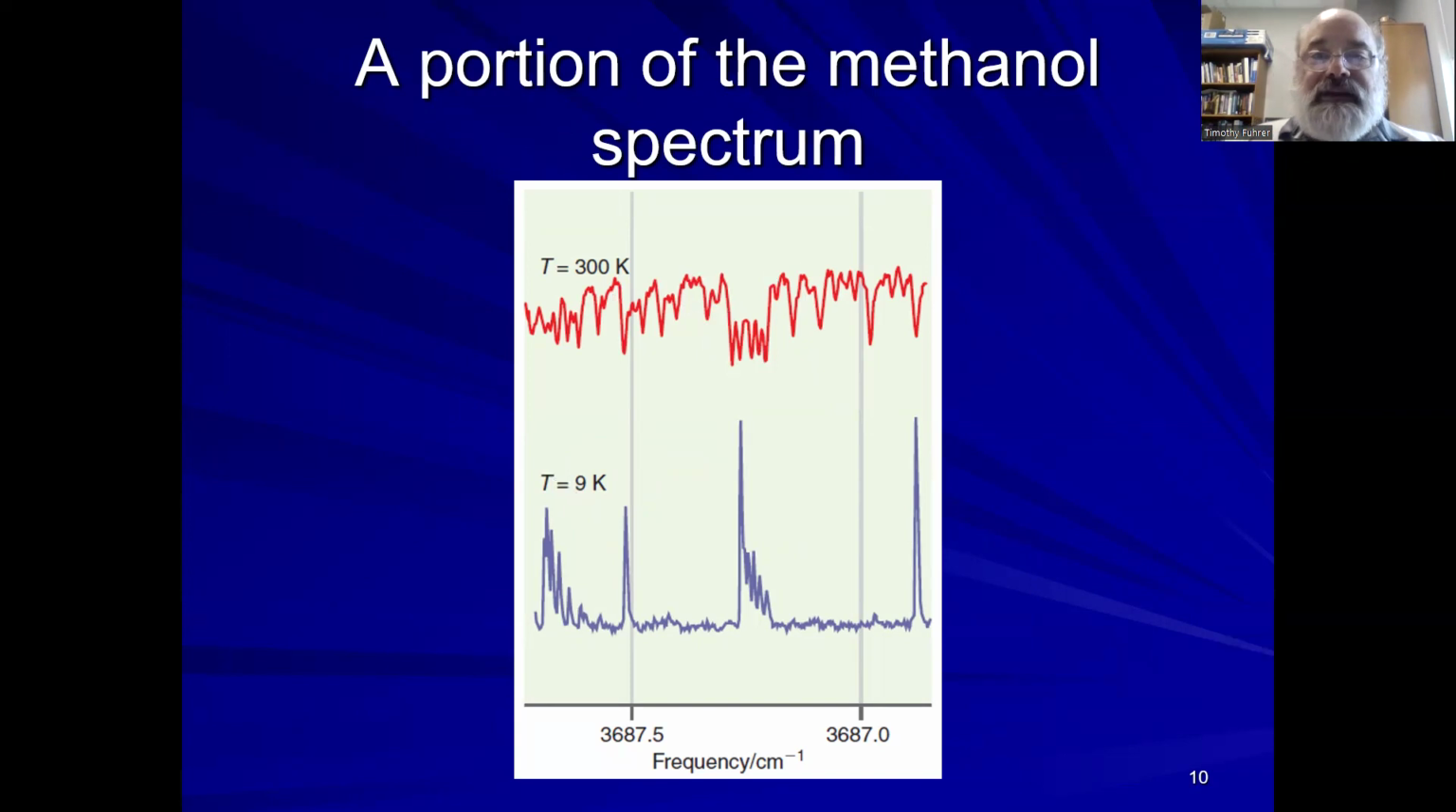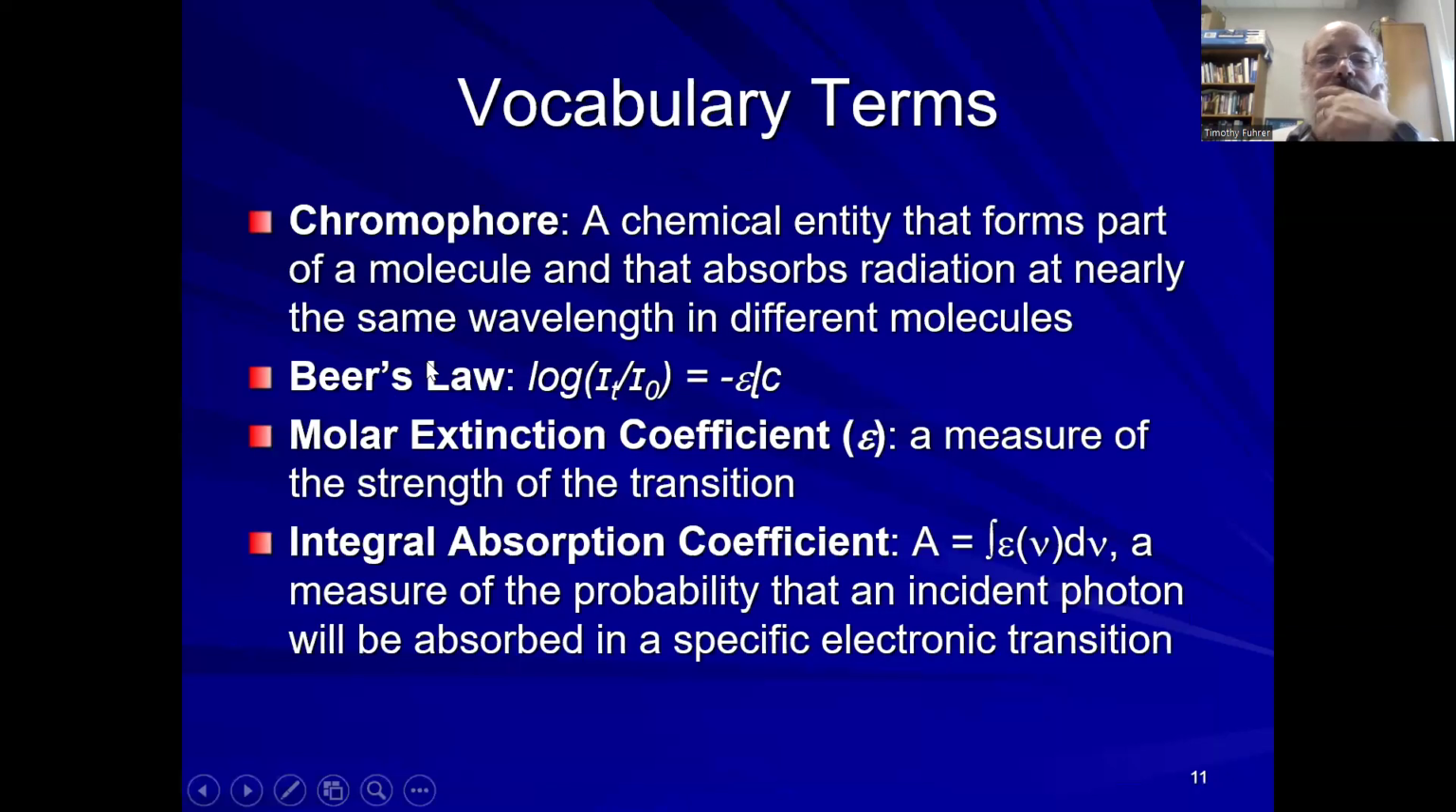All right, so just finishing up with this topic, we've got a few more vocabulary terms to look at. A chromophore is kind of like a spectroscopist's way of saying functional group. It's a part of molecules that absorb radiation nearly the same way in various molecules. So for example, you always see that carbonyl peak in the IR when you're in your organic class or instrumentation class. Carbonyl is a particular chromophore.